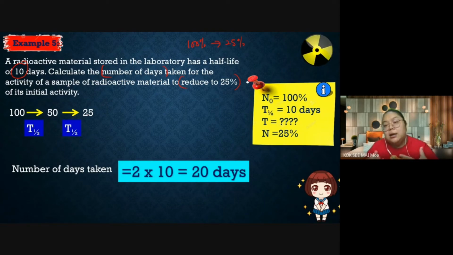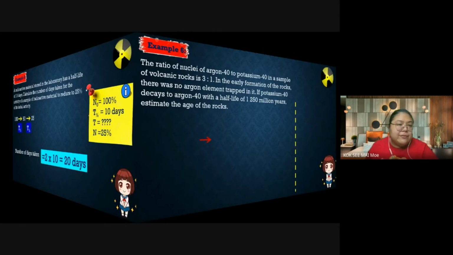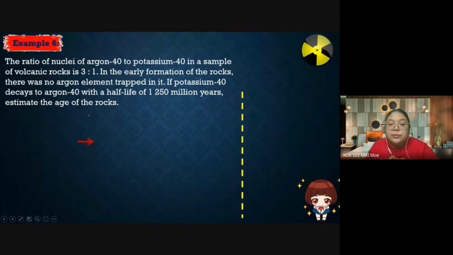So the radioactive decay until 25% takes 20 days. This one we call half-life. Okay, simple question again. Then we go to question 7, which is a little bit complicated.